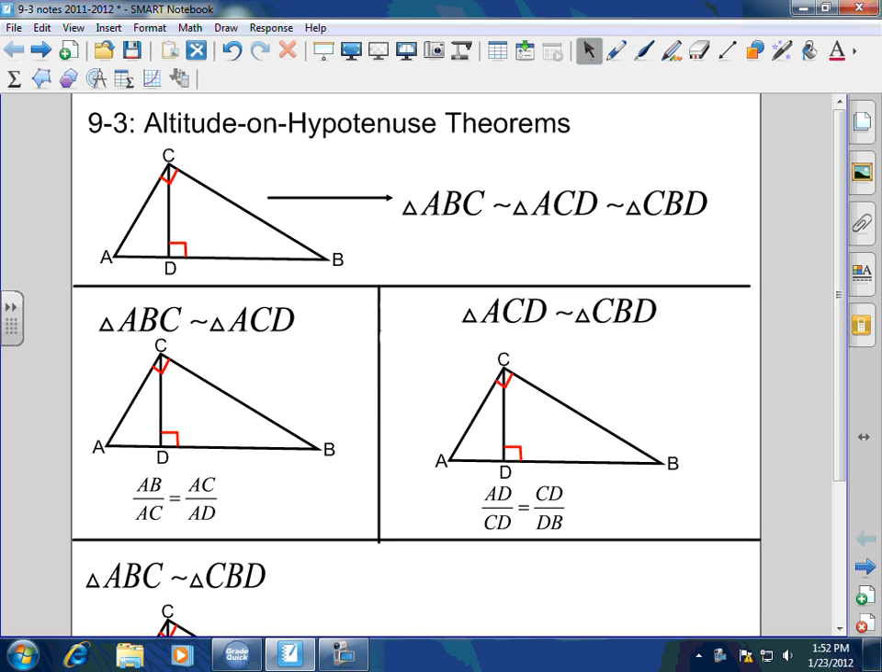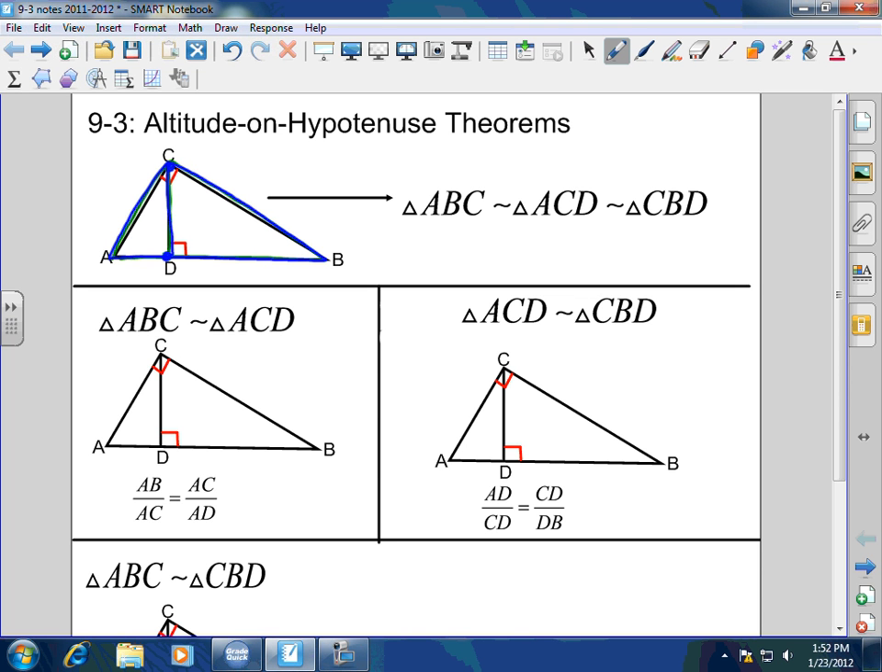As you can see, CD is the altitude, and it's drawn from the vertex of the right angle, right triangle ACB. So you guys can understand, again, that CD is an altitude drawn from the right angle of the right triangle ACB. Everyone can see that?